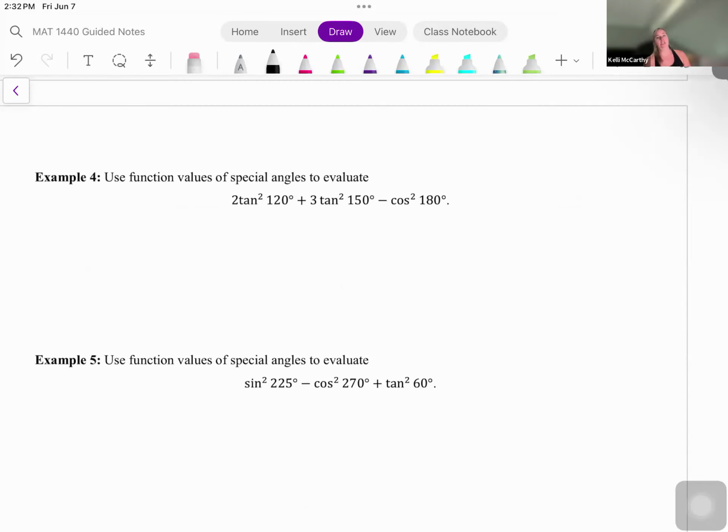Use the function values of special angles to evaluate. So we want to find 2 times tangent squared of 120 degrees plus 3 times tangent squared of 150 degrees minus cosine squared of 180 degrees. So I'm going to start by just quickly sketching 120, 150, and 180 degrees so that I can identify my reference angles and then use that chart that we have for the trig function values for our reference angles.